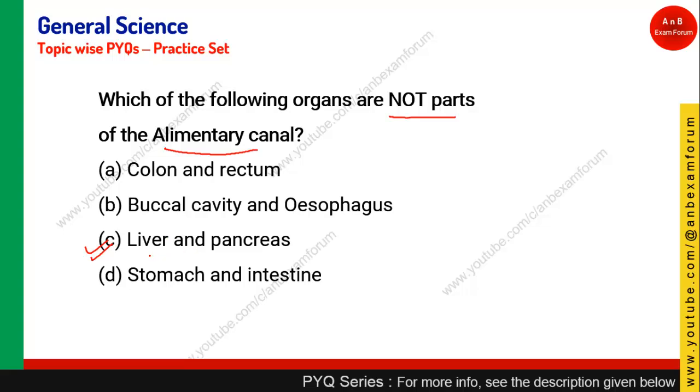These are basically glands, okay, exocrine glands, liver and pancreas, and all the remaining parts are basically organs which are part of the alimentary canal. Okay, so those who have given option C, they are right. Liver and pancreas are glands, okay, and these are not part of the alimentary canal.